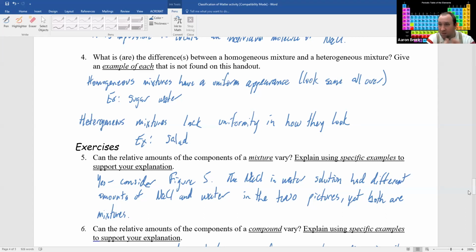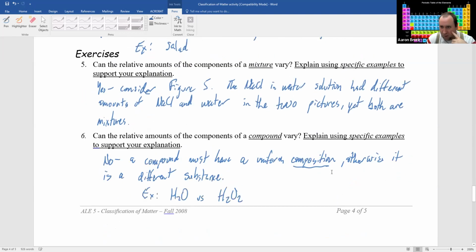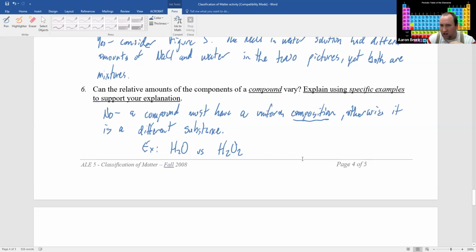But what comes of that, how you make it beyond that, what the recipe actually is, it's going to vary from person to person. So the recipe changes in mixtures, changes all the time. But that recipe can't change if it's a compound. So that's question number 6. Compounds have to have a uniform composition. Otherwise, they would be different substances.